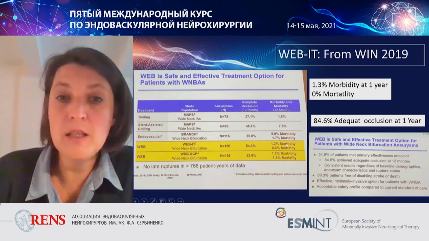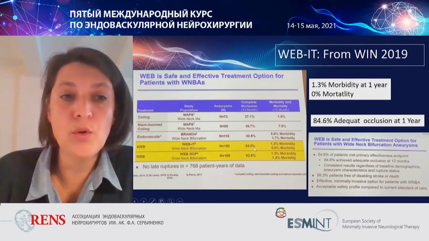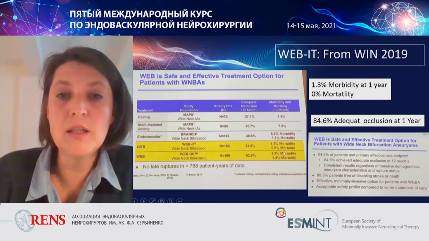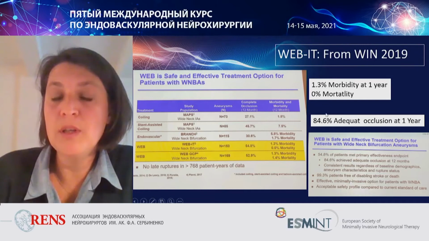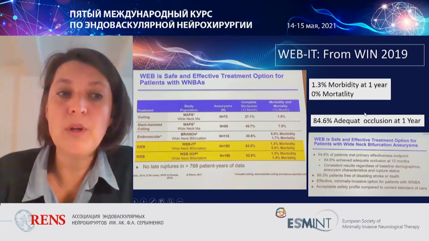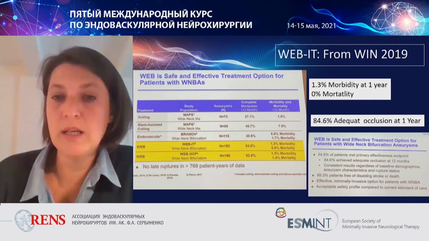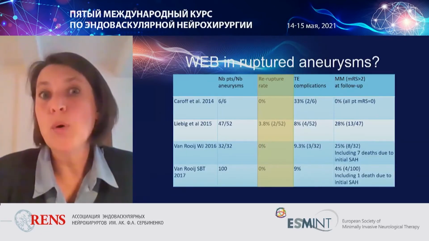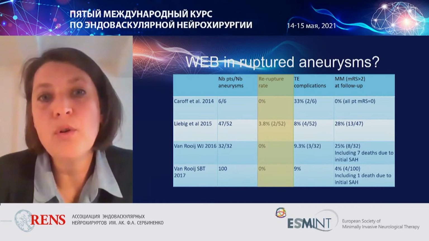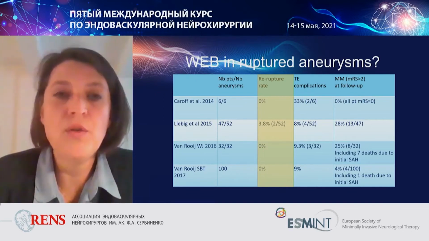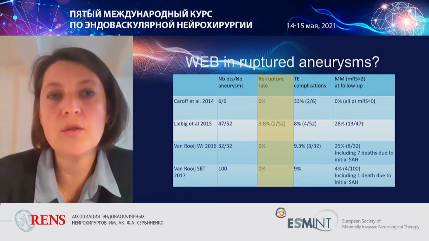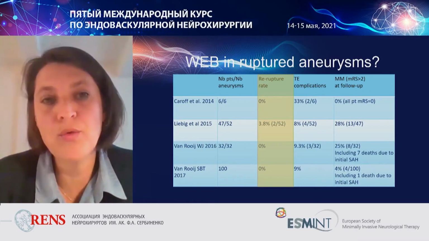The morbidity is quite equal to the GPC study without any mortality. And adequate occlusion is very high, with 84% of adequate occlusion at 1 year. So very comparable results to the GCP studies. Those studies were mainly for unruptured aneurysm, even if they had a small amount of ruptured aneurysm.